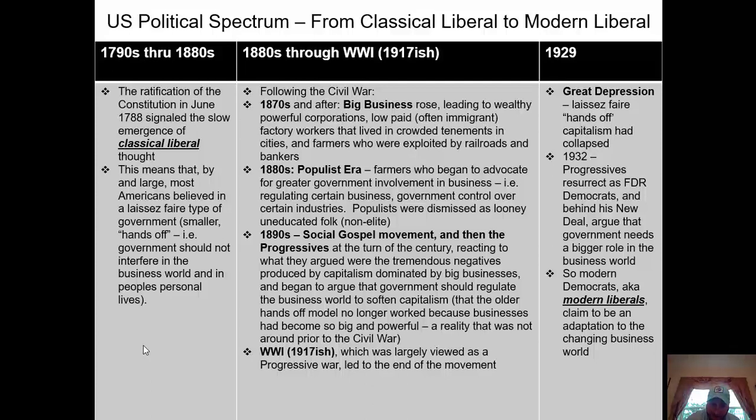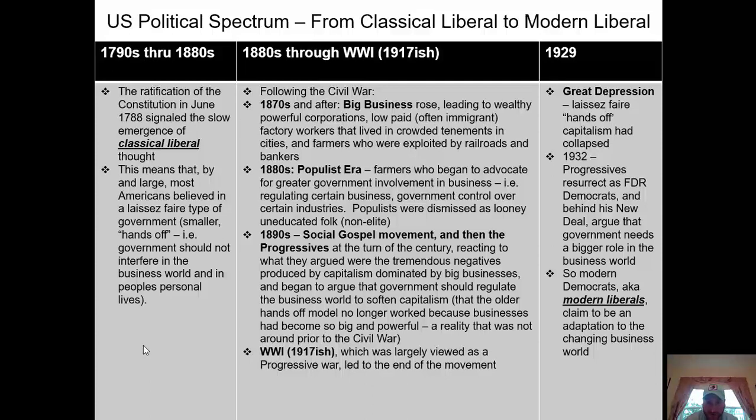So in the 1880s, this was the second group, after the working class, to begin to clamor for more government involvement: farmers, who began to advocate for greater involvement in business. They tried to advocate for regulating certain businesses like railroads, government control over certain industries like railroads. That was their big enemy here.